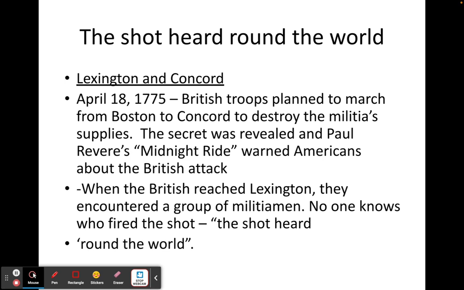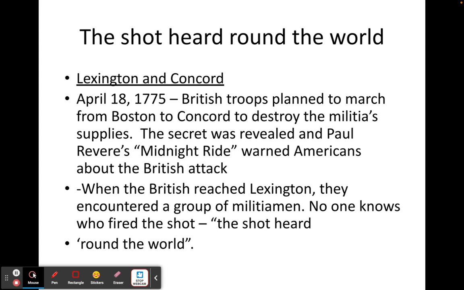So then in April 1775, the British troops had heard that the people of Boston and the people of Massachusetts had begun to stockpile some weapons. So they planned to march from Boston to Concord to destroy their supplies. There was gunpowder, guns, cannons. But the colonists find out that the British are moving. So Paul Revere takes his midnight ride to warn Americans and warn the people of Lexington and Concord that the British were about to attack.